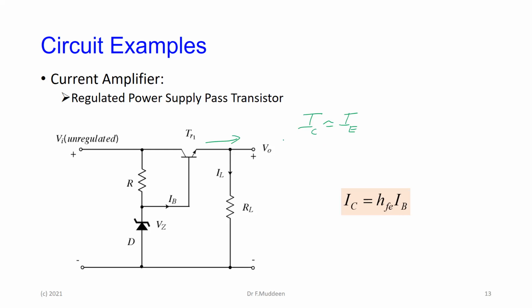And we went through a whole bunch. We have a number of ways of getting IB, including using another transistor here, or using an op-amp, right? Or using a Darlington pair, which basically gives you HFE1 times HFE2 kind of thing. But the pass transistor circuit in the power supply is an example of a current amplifier.